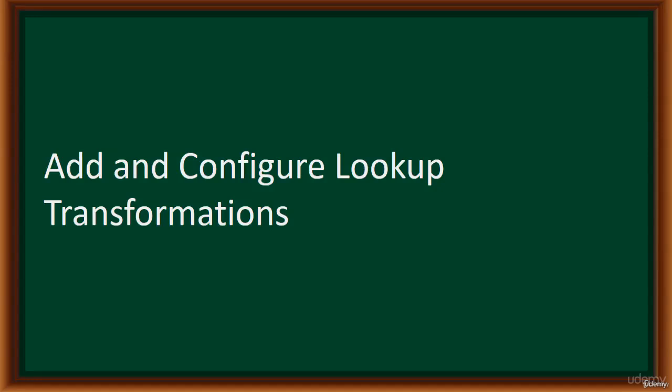Hello and welcome. In this lecture, we are going to add and configure lookup transformation. A lookup transformation basically is used to perform a lookup by joining data in the specified input column to a column in a reference data set. For this lecture, we are going to set up a lookup transformation that will use the OLEDB connection manager that we've already created. We're going to use that to connect to the database that contains the data that is the source of the reference data set.